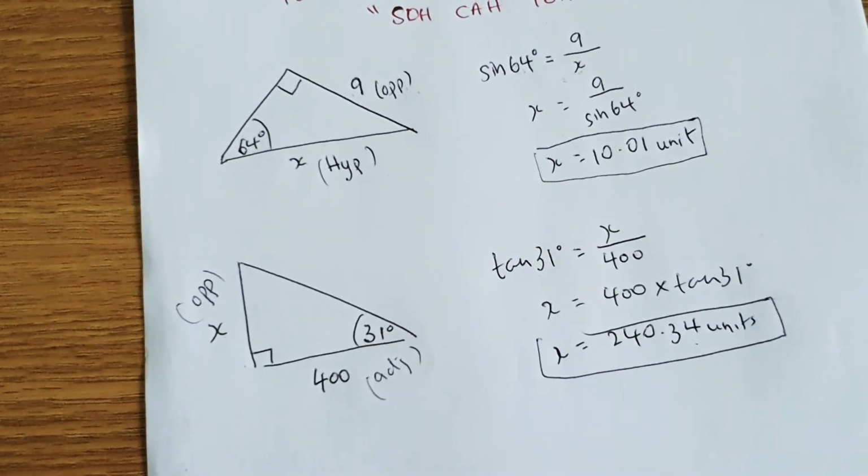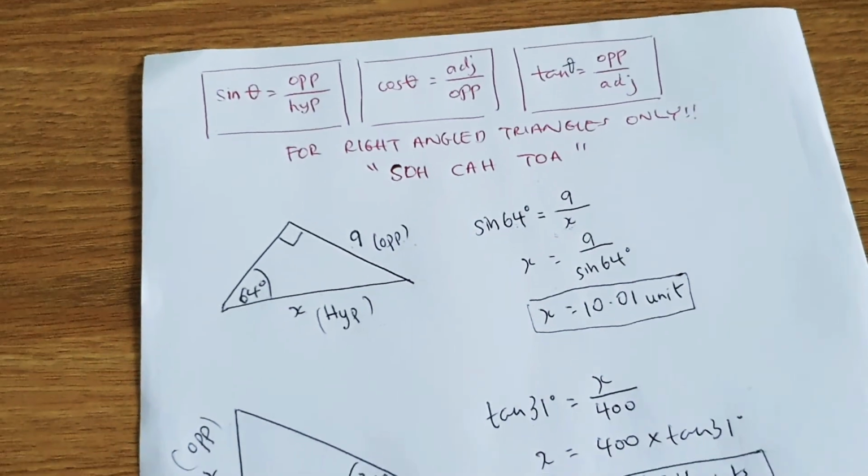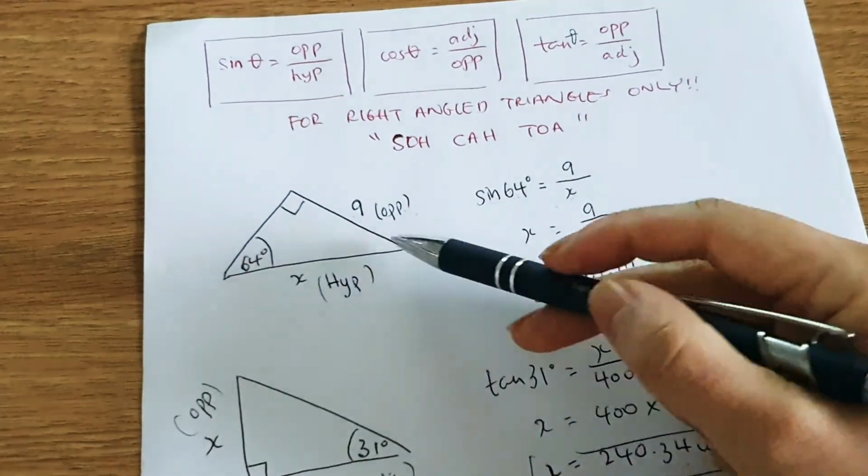So the most important thing is establishing or choosing the correct ratio to use. And you do that by establishing what you actually have.